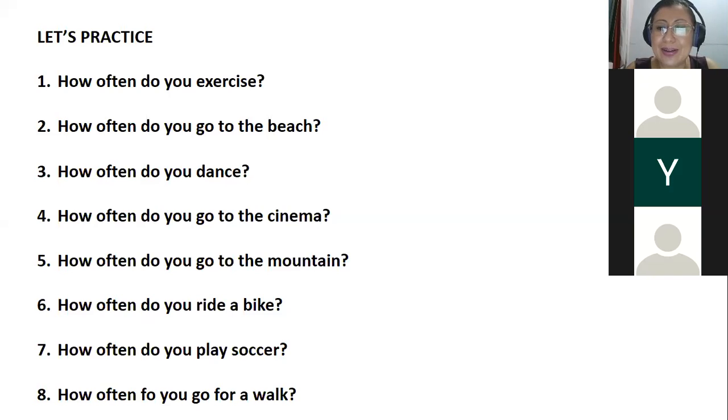Okay, Vladimir, how often do you go to the mountain, Vladimir? Often to go. You can say I often go to the mountain or I frequently go to the mountain. I frequently go to the mountain. Excellent, excellent. It's a beautiful place, the mountain. Thank you very much. Okay, volunteer for number six.